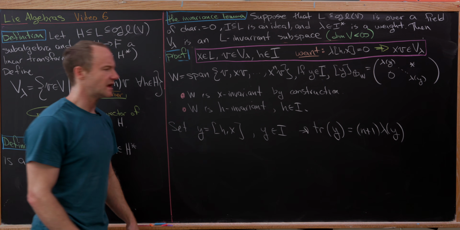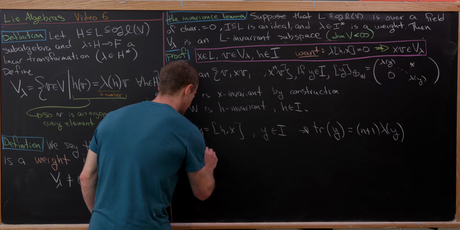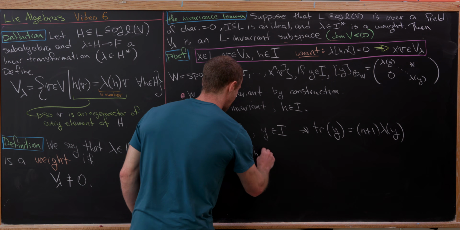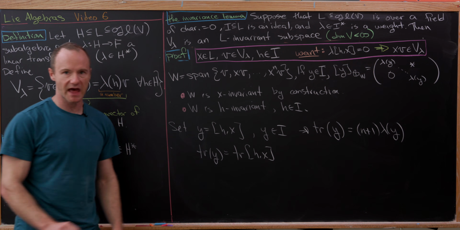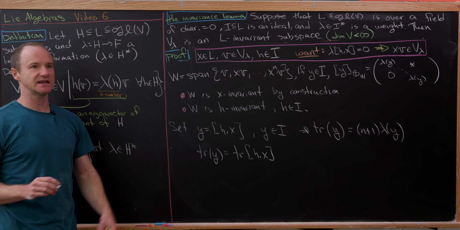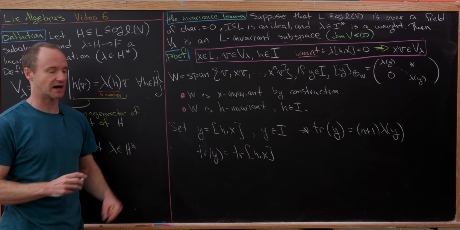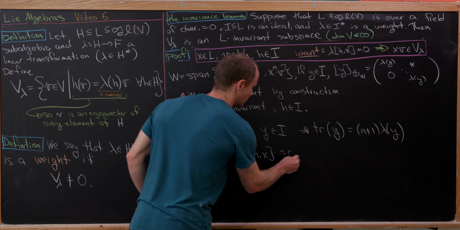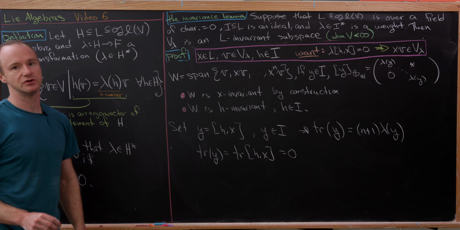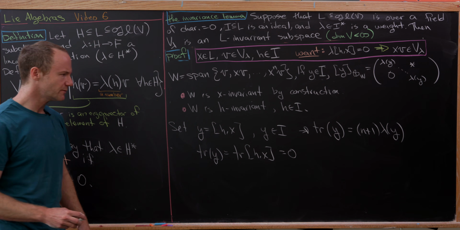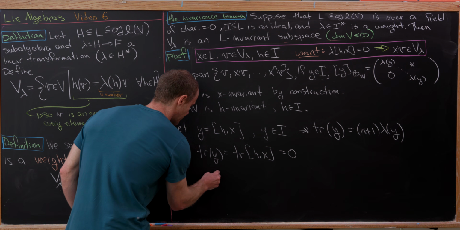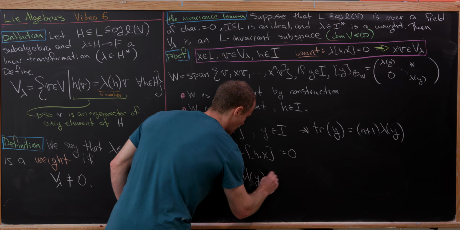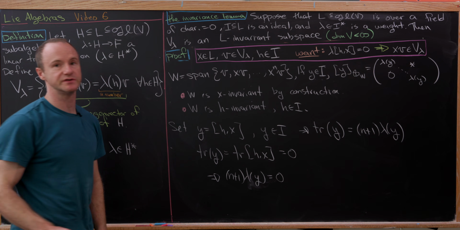Okay, but then on the other hand, the trace of Y is the same thing as the trace of the bracket of H with X, but as we've seen in previous videos a couple of times, the trace of a bracket is always equal to 0. So we have this is equal to 0. But then let's put this together. That tells us that n plus 1 times lambda Y is in fact equal to 0.